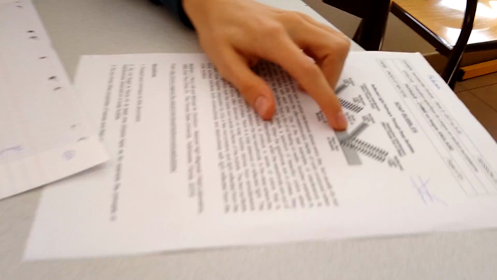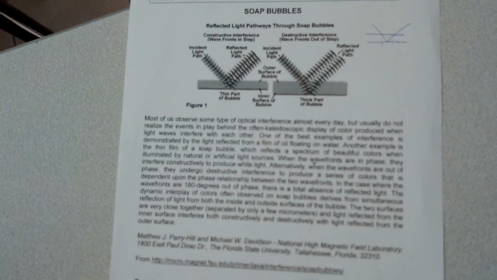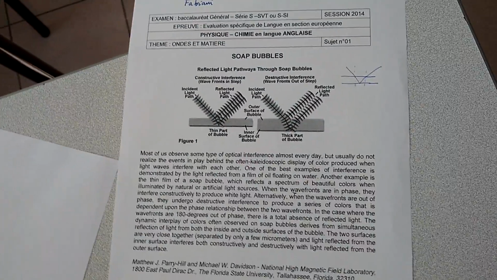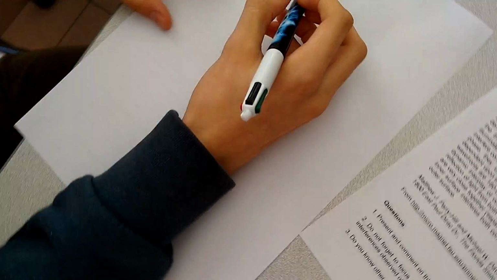But to have interferences, you need the two light paths to cross each other, and when the two rays get out of the bubble, they are parallel. So we can see in the document that they seem parallel, and that's something that we can prove thanks to the formula of Descartes.